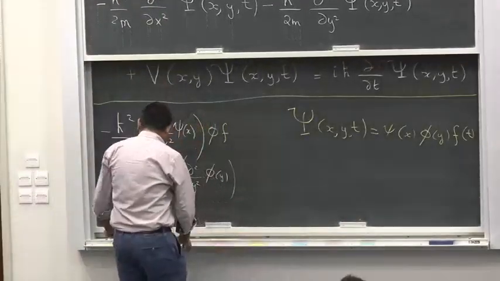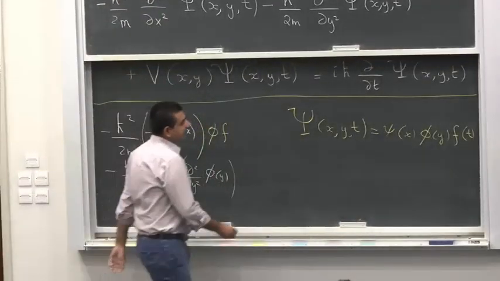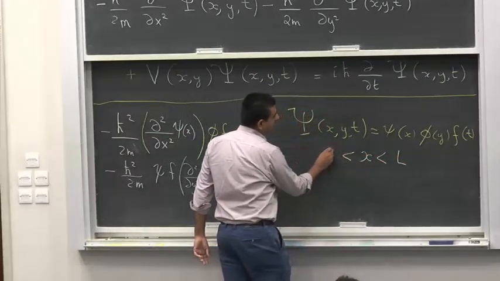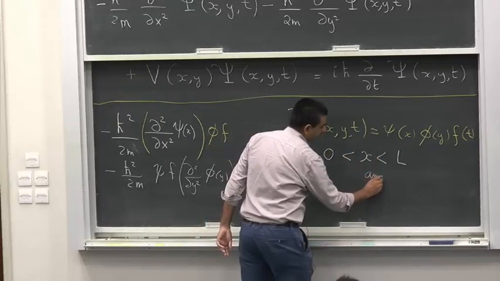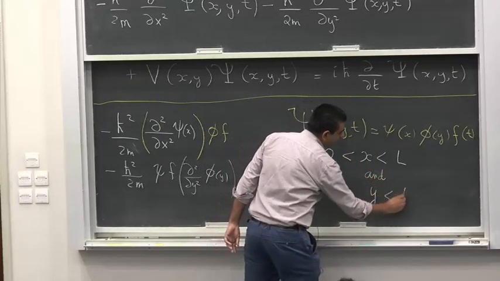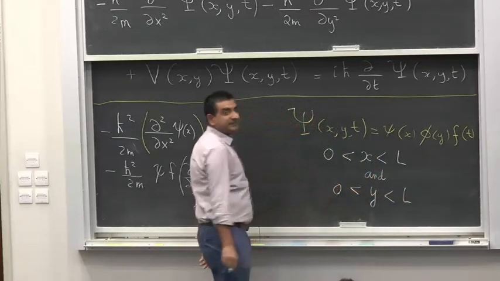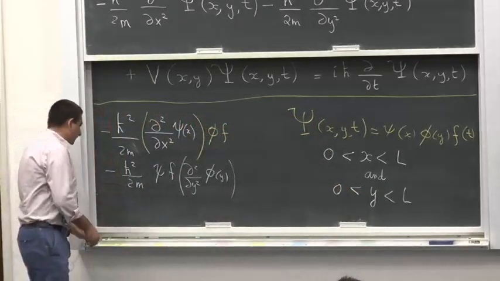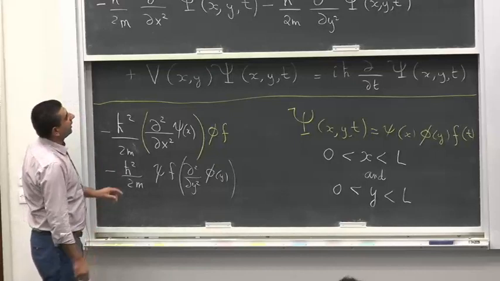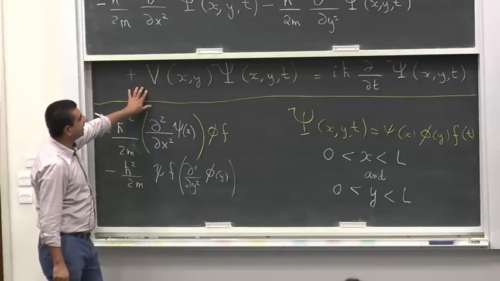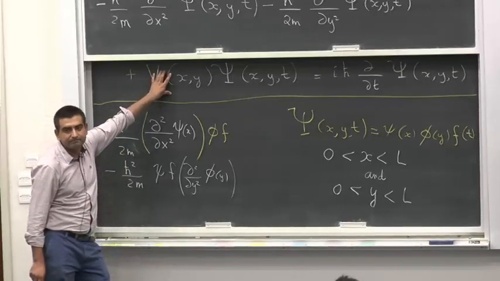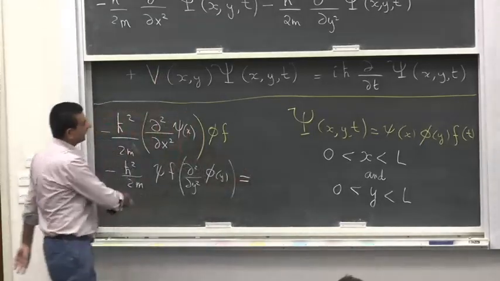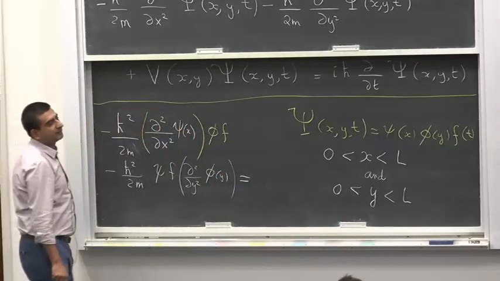Alright, now inside the well, which means that I'm dealing with x smaller than L, greater than 0, and at the same time y is between 0 and L. So I'm inside the well. I'm on the carpet. Alright. Now I look at this term here. Inside the well, this term is 0. Okay? So this completes the left hand side.